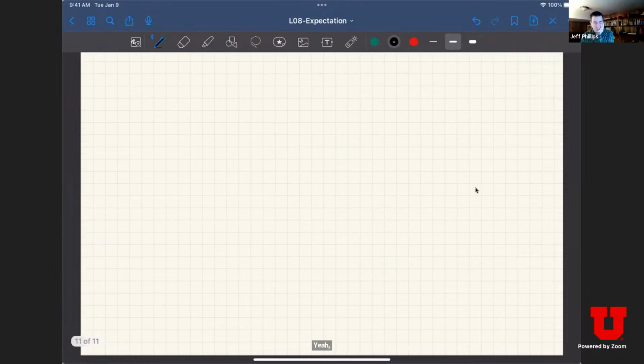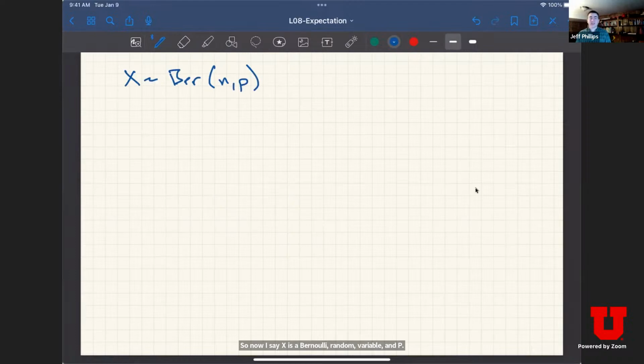So okay, let's do another example, this one you're going to solve. So now I say X is a Bernoulli random variable, n, p, right? So this is a random variable where, if you remember, I have an event like a coin and I flip it n times, and with probability p, it's heads. Or with probability p, I get 1 point, and with probability 1 minus p, I get 0 points.